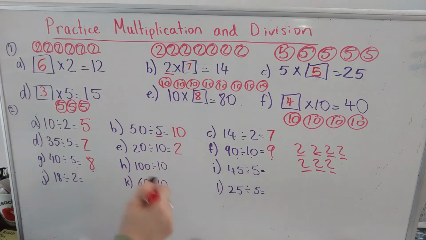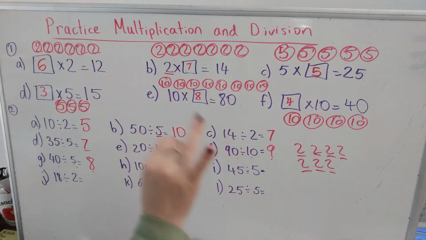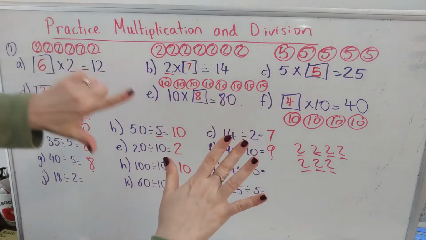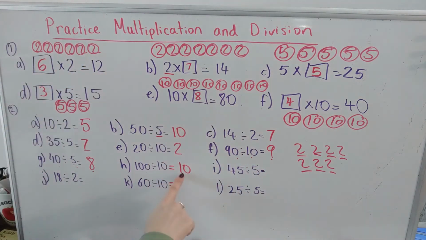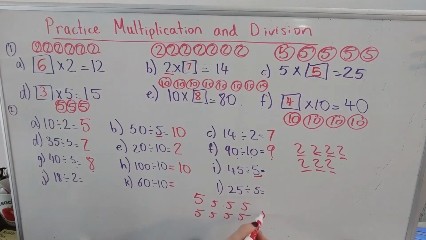How many 10s are inside of 100? 10 10s are 100, right? 10 groups of 10. 10, 20, 30, 40, 50, 60, 70, 80, 90, 100. How many 10s did I count? 10, right there. 45 divided by 5, we're counting by 5s until we reach 45. 5, 10, 15, 20, 25, 30, 35, 40, 45.